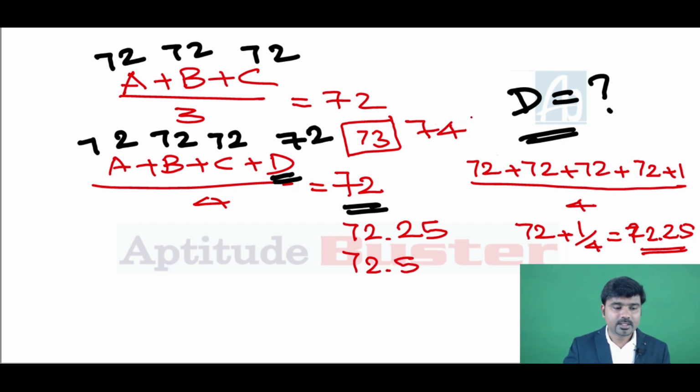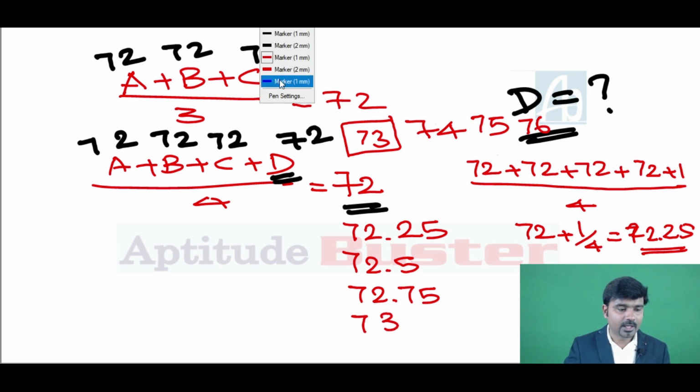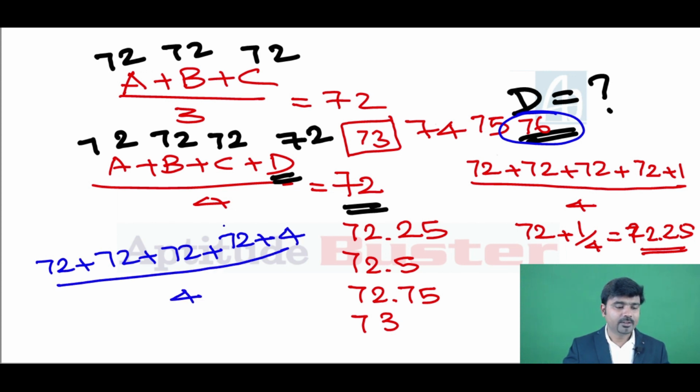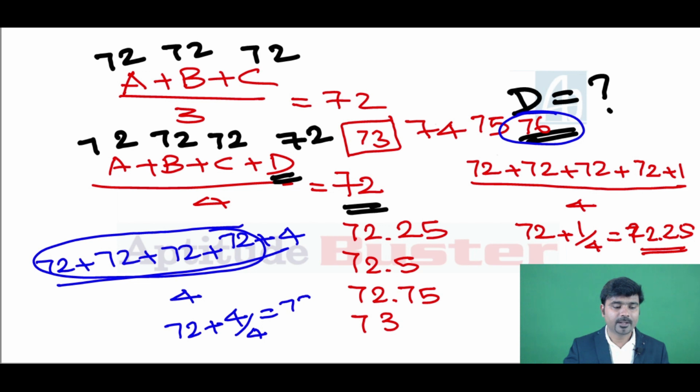Next, if I take the D value as 74, then the average will be 72.5. If I take the D value as 75, then the average will be 72.75. If I take the D value as 76, the average will be 73. That I'll also explain clearly. Here 72 plus 72 plus 72 plus 76. 76 can be written as 72 plus 4. Divided by 4, the average of these four numbers is 72 plus 4 by 4, so the average is 73.